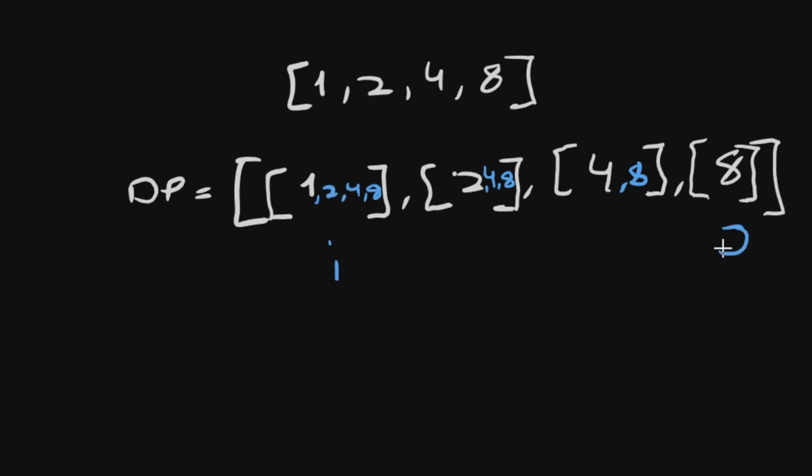Now j is here. We are checking 8 modded by 1 is 0. Yes, it is. So here we'll get 1 and 8. And this array is also smaller than our current array. So we end the loop. And this is our final DP array, and this is the array that we are returning.